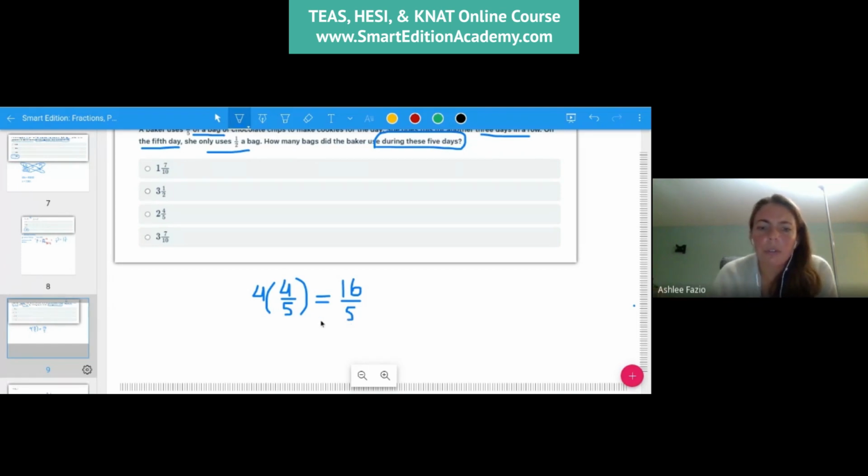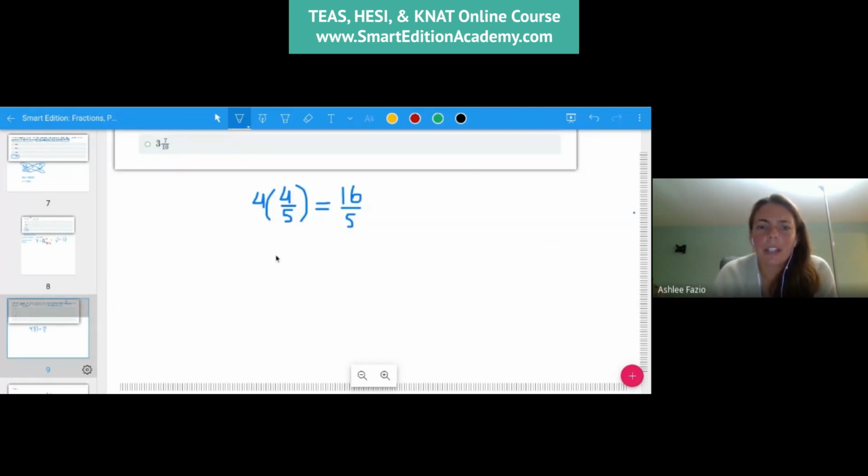Then we have to go through and add in that 5th day. So 16/5 plus the 1/2. Right here, we're adding fractions with unlike denominators, so we have to get a common denominator before we can actually move forward.